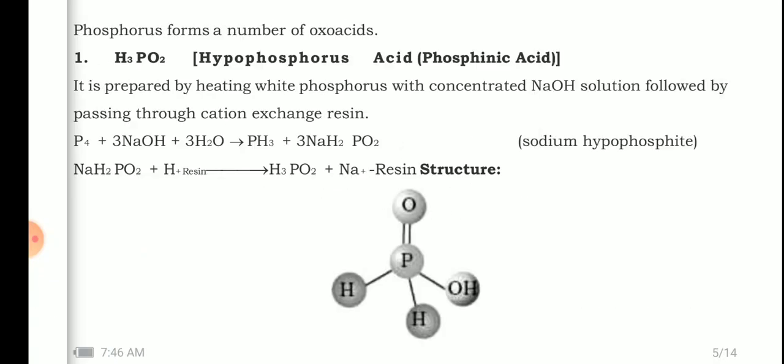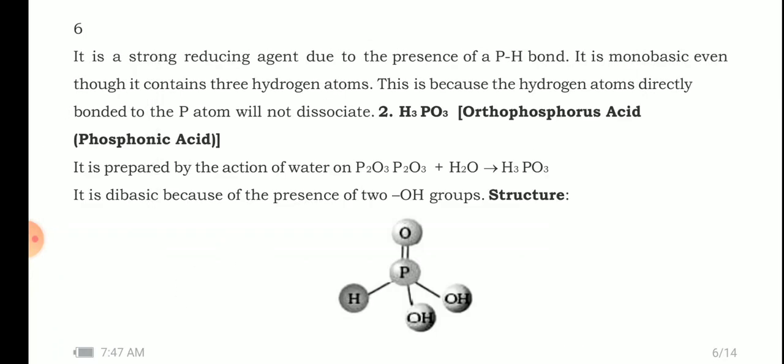Then we have the oxo acids of phosphorus. Here you need to know about the structures. Phosphorus forms a number of oxo acids. The first is hypophosphorous acid, which has the formula H3PO2. So H3PO2 has this structure. You need to know the structures only. The second one is H3PO3, that is orthophosphorous acid, which we also call phosphonic acid, which has the structure as shown below.